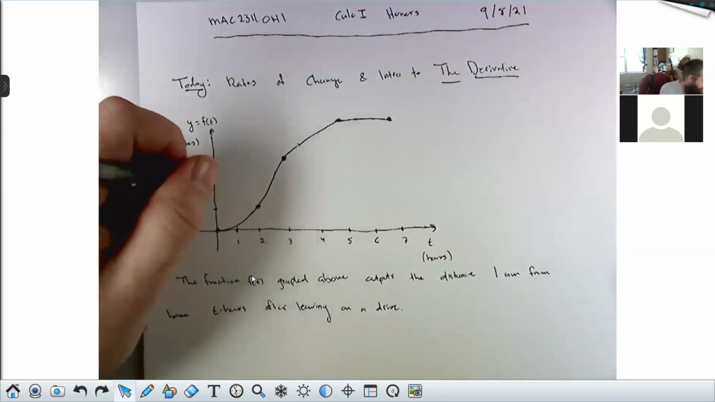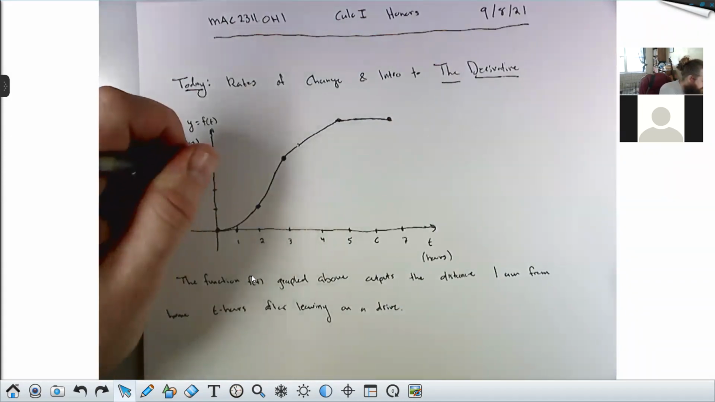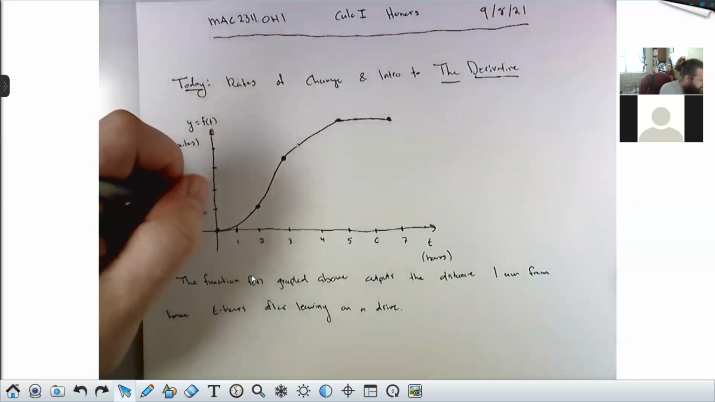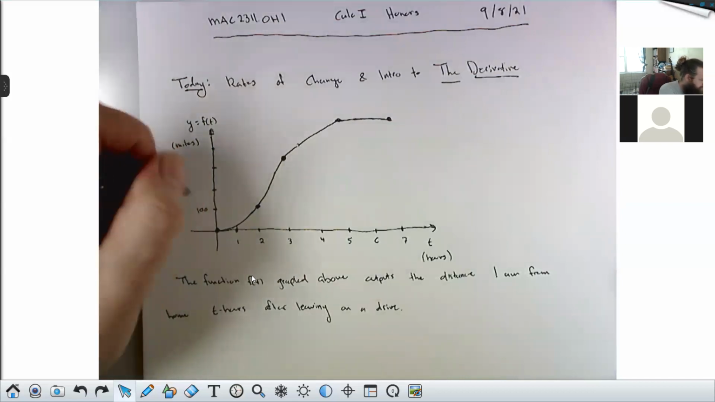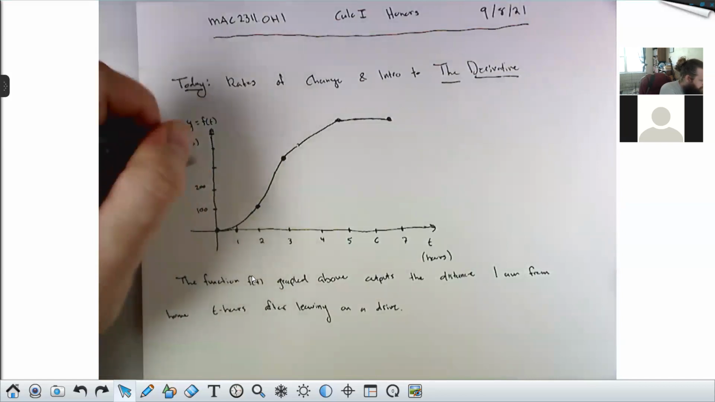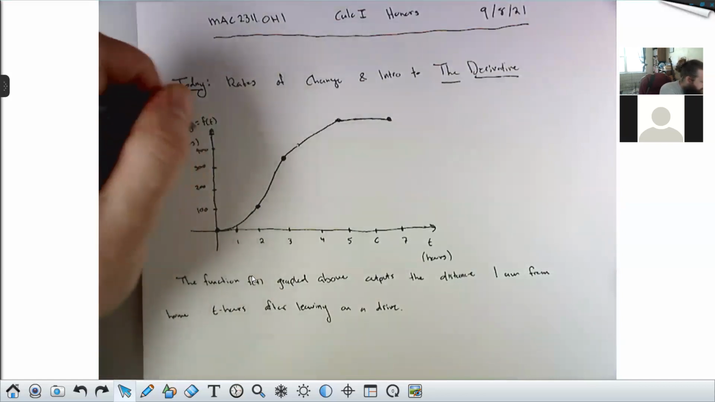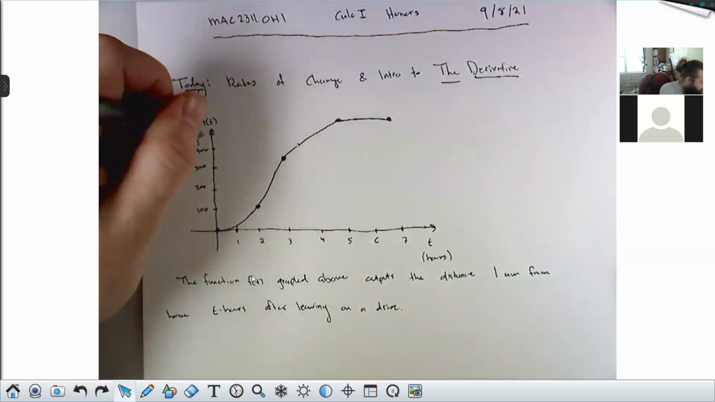And let me chop up the vertical space here. We'll say each one of these is like 20 miles. Let's say 50 miles, 60 miles, 100 miles. Why not?